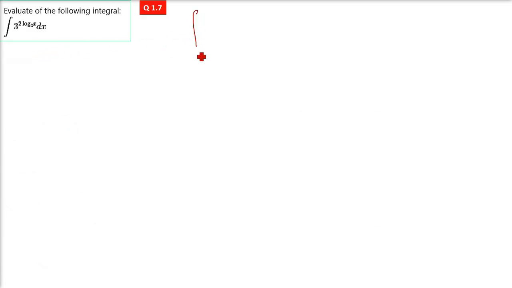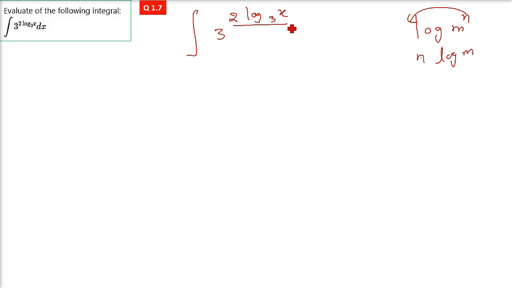Next one is integration of 3 raised to the power 2 log base 3 x. So if you are aware of the properties of logarithm, this question will be quite easy for you because log m raised n is simply n log m. This power comes in front. So log m raised n is n log m.